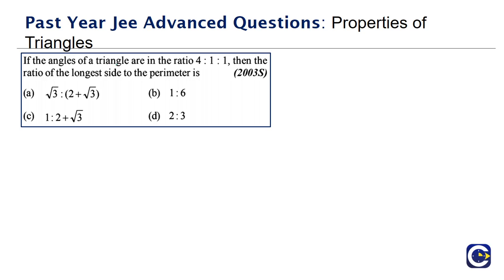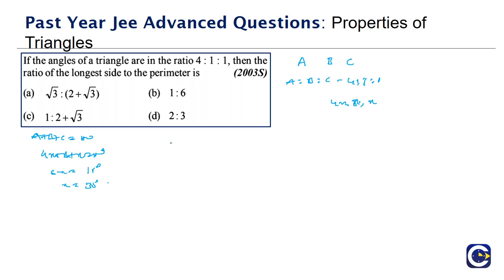If the angles of the triangle are in the ratio 4:1:1, then the ratio of the longest side to the perimeter is. If you consider these angles to be A, B and C, then A:B:C is given as 4:1:1. So I am considering that as 4x, x and x. We know the sum of all the angles of a triangle is 180 degrees. So angle A plus angle B plus angle C is equal to 180 degrees, which gives me 4x plus x plus x is 180. So 6x is 180 degrees, which gives me x equal to 30 degrees.